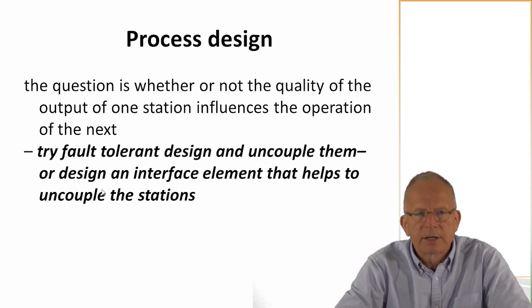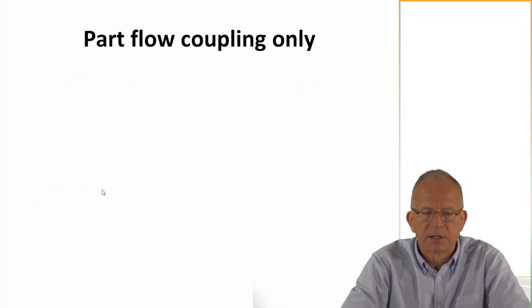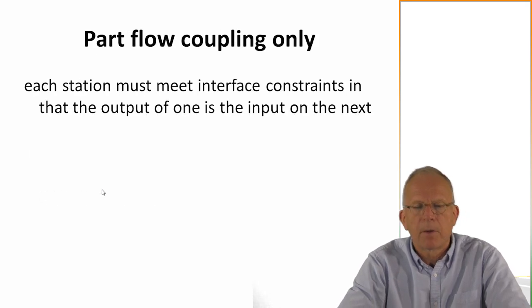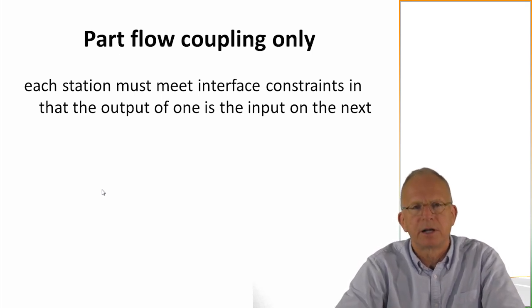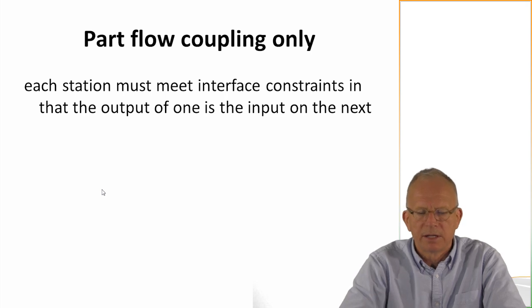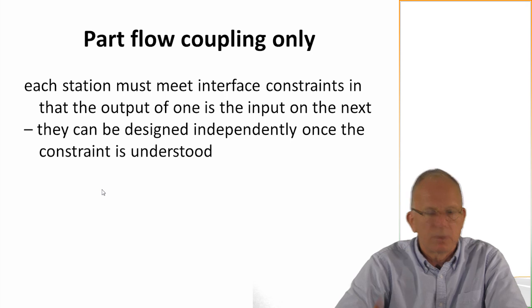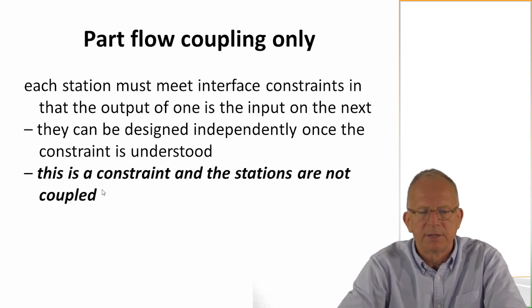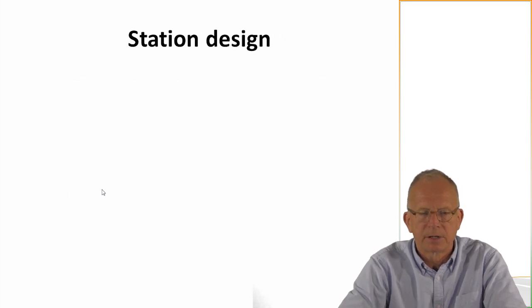So you can try some kind of fault-tolerant design and decouple them, or design an interface that helps to uncouple the stations. If we have part flow coupling only, each station must meet interface constraints, so that the output of one is the input to the next. And they can be designed independently once that constraint is understood. And this is a constraint, and the stations are not essentially coupled when we do it this way.